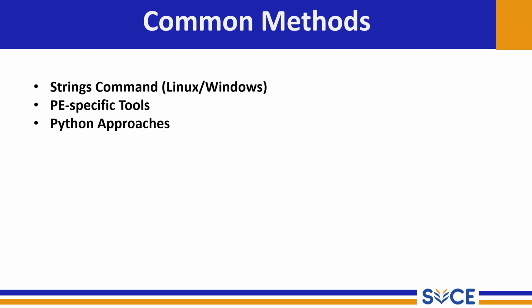Or else, if the length of the current string is greater than or equal to the minimum length, it will be appended to the existing strings. That way we are able to return the string values. Okay, are you able to understand? So these are the common methods for extracting strings.